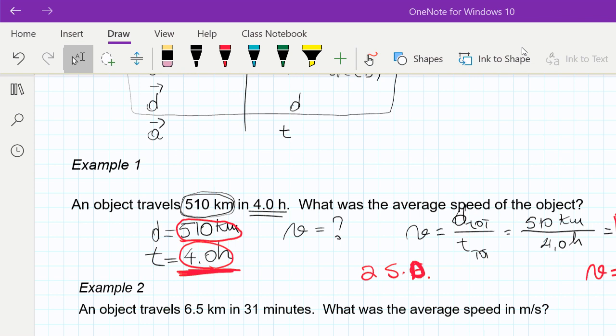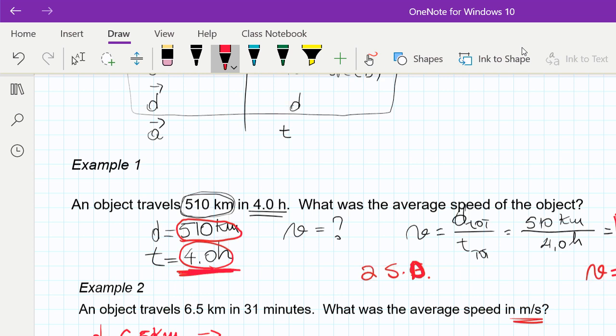Okay, so let's move now to the second example. What we have here is that the distance is equal to 6.5 kilometers, and the time is equal to 31 minutes. What we are doing is looking for the average speed, but the units that we are looking for are meters per second. So the very first thing that we do is convert the 6.5 kilometers into meters.